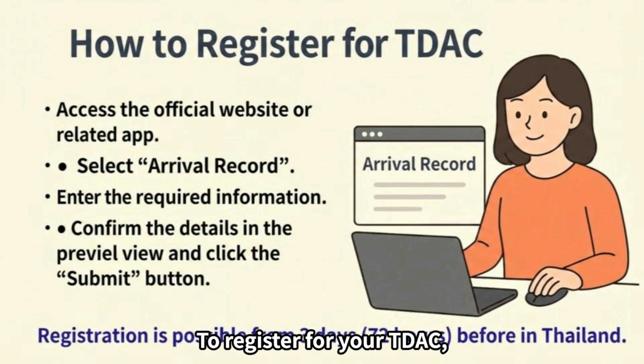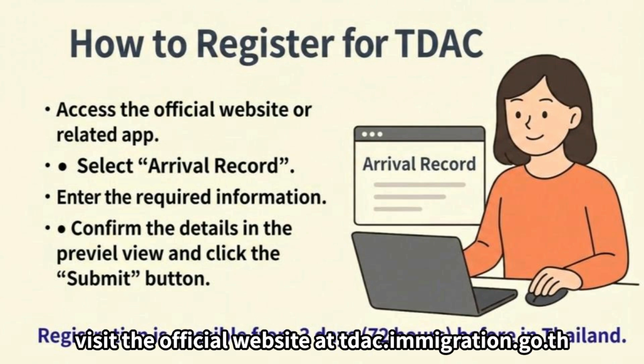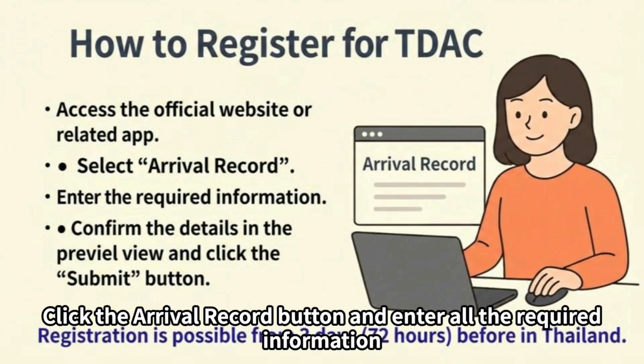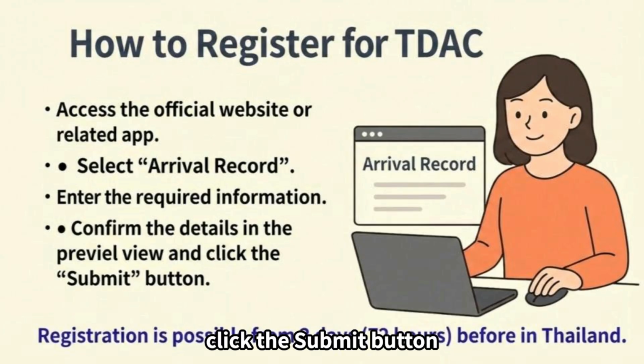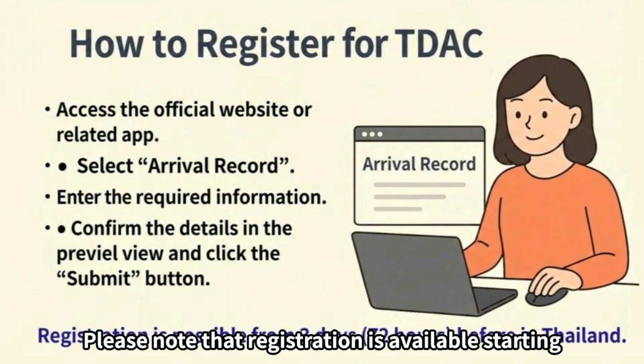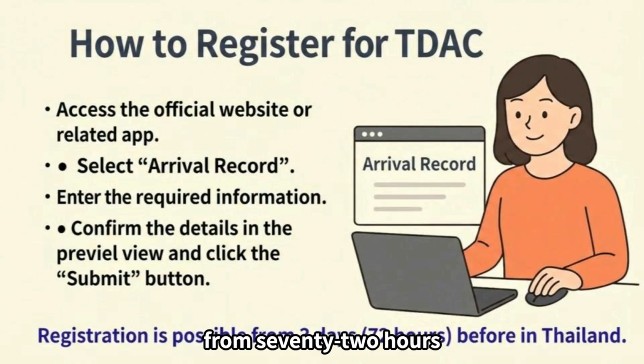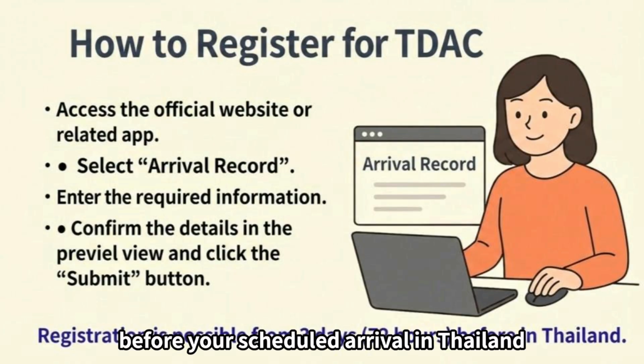To register for your TDAC, visit the official website at tdac.immigration.go.th. Click the Arrival Record button and enter all the required information. After you have reviewed your details in the preview screen, click the Submit button. Please note that registration is available starting from 72 hours before your scheduled arrival in Thailand.